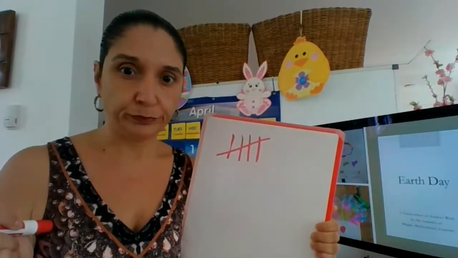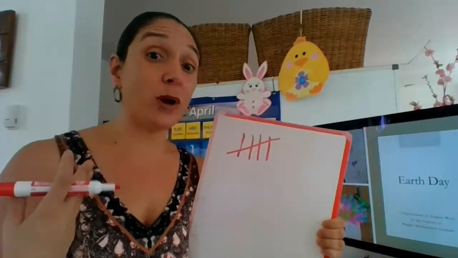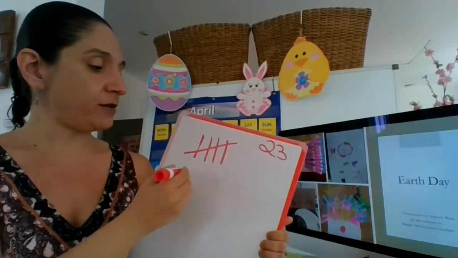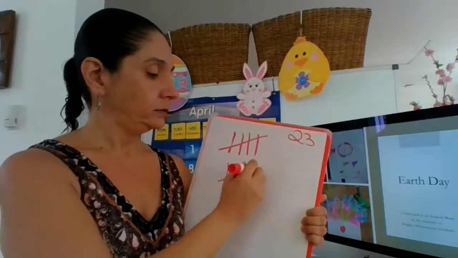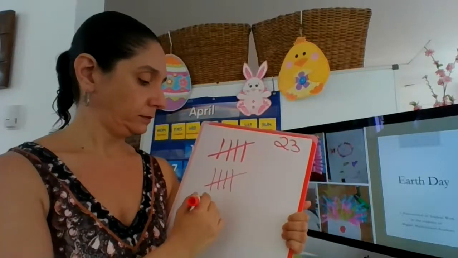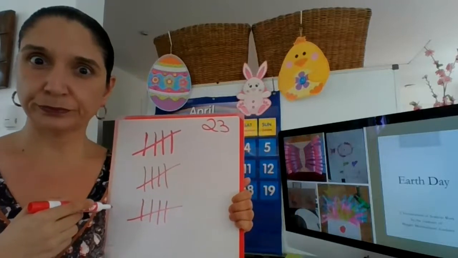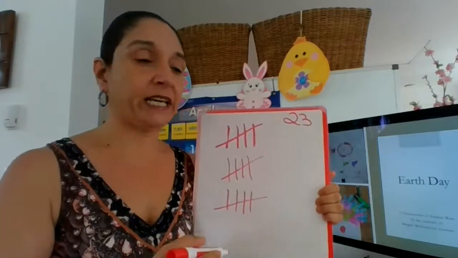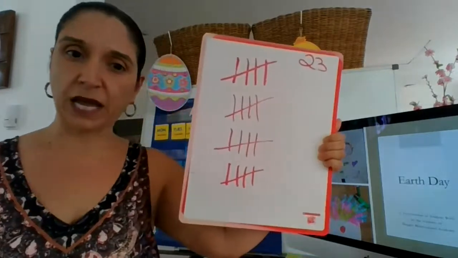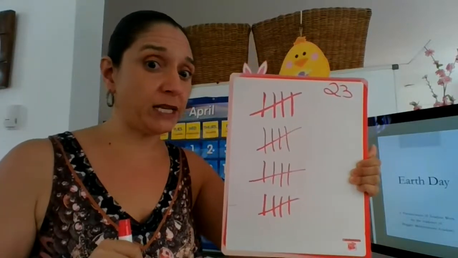Okay? All right. Now, if I have 23, our number is 23, remember? So I have 5. How many is that? 10. How many is that? 15, good. How many is that? 20. And we have 23, so what do I do now?